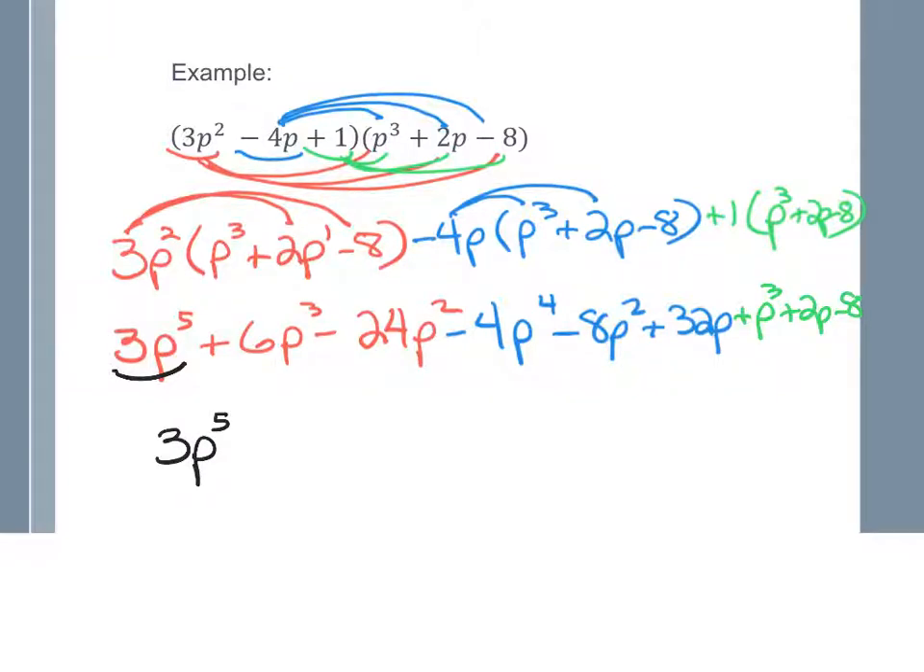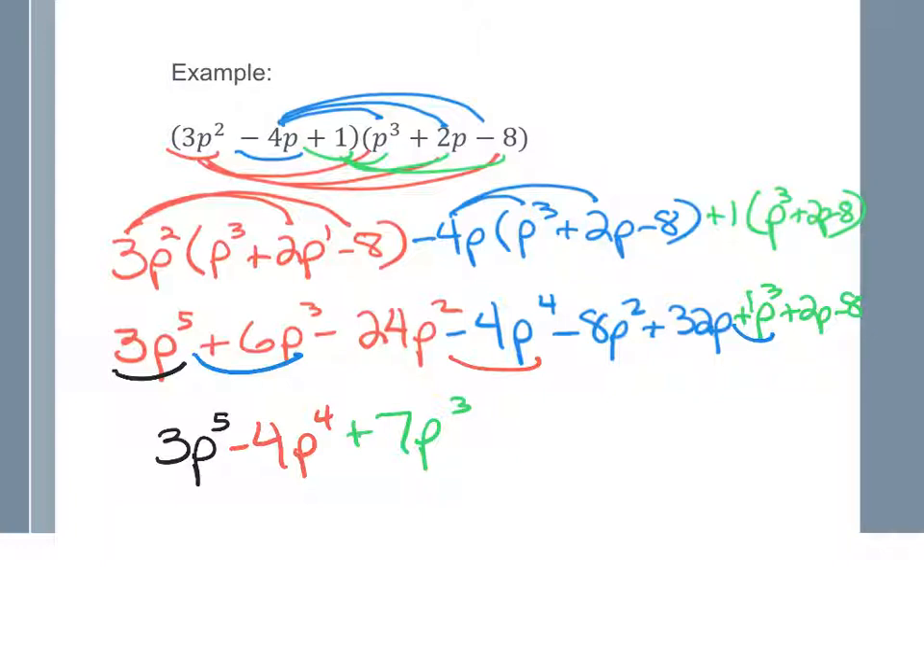Next, I'm going to look for any p to the fourth powers. I have just that one, so all I'll do is rewrite it with the sign that's in front. Then I'm going to look for my p to the thirds. I have one here, and I have another one right here. Again, remember, you're assuming that there's a 1 in front of this green p to the third. So 6 plus 1 is 7, p to the third.